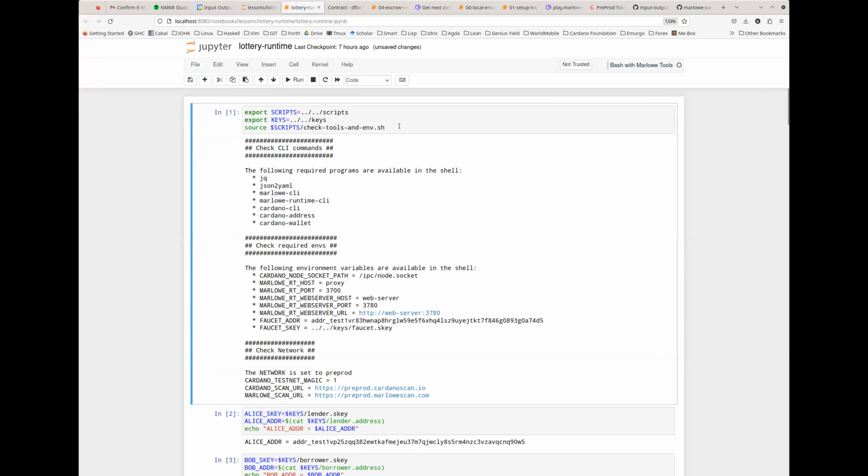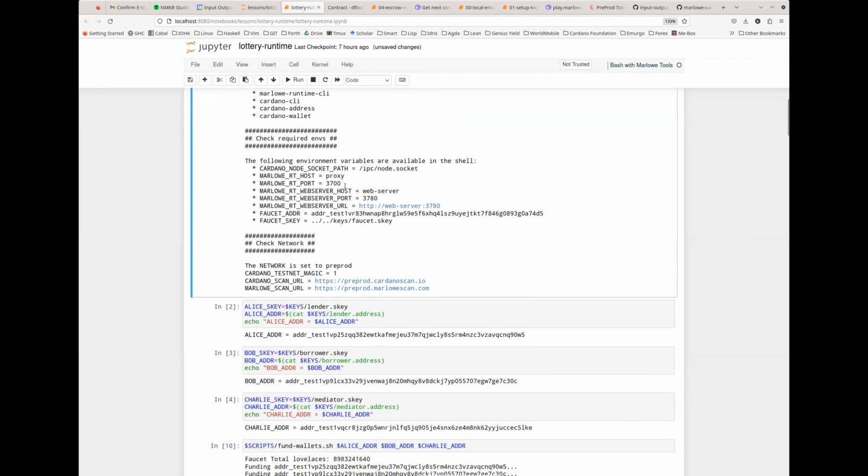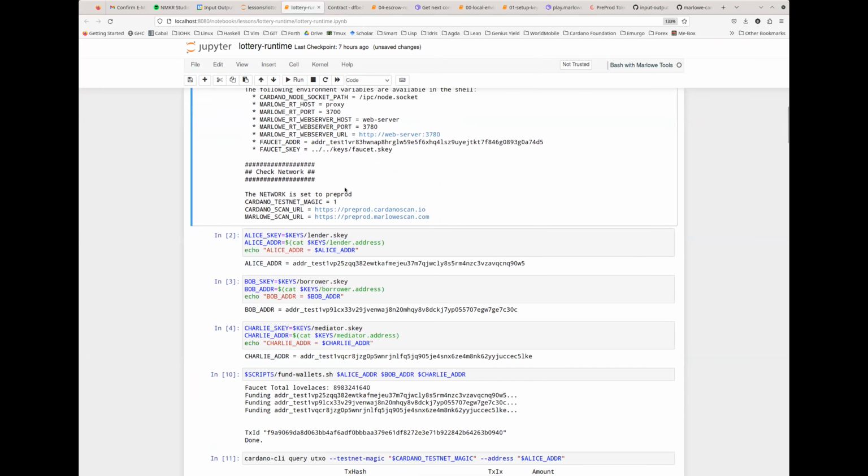So I must execute this. This just sets some, so this is all Bash. So it's Bash in an environment where these tools are available, the Marlowe specific tools, in particular these tools here. Right, so far so good.